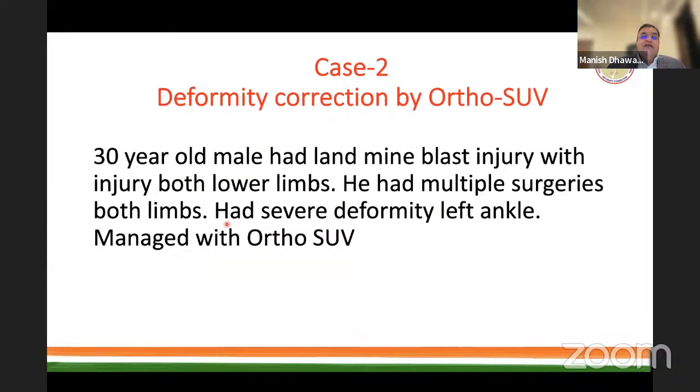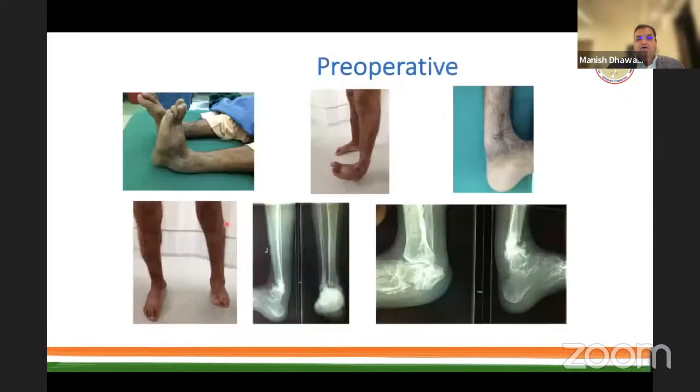Now I'll show you one case in SUV. This is a 38-year-old male from Afghanistan who had a landmine blast injury in both lower limbs. He had multiple surgeries in Afghanistan. This was the situation. You can see on the left-hand side, he's not able to walk.